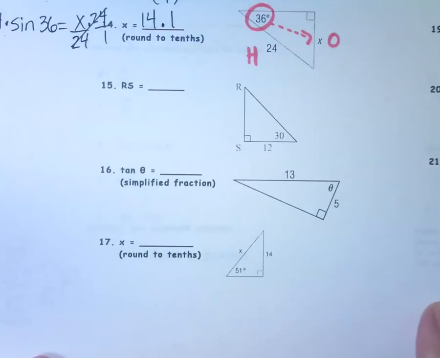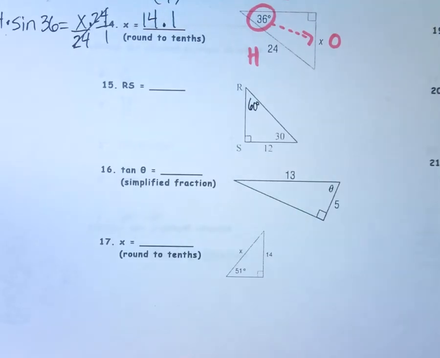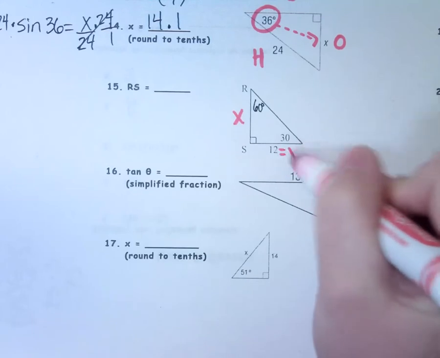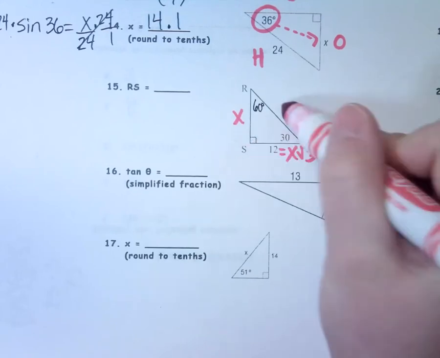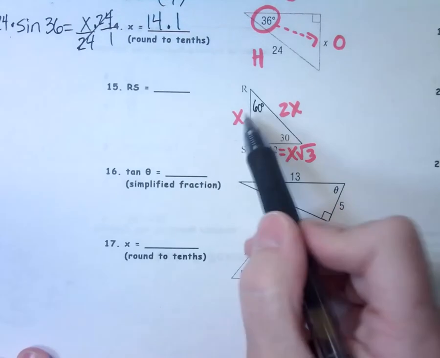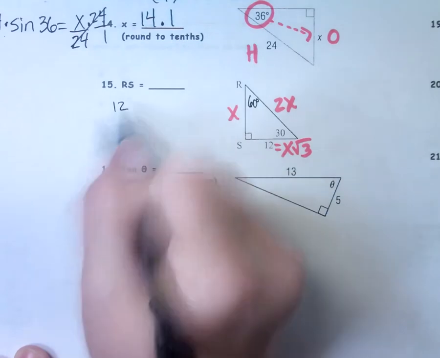Okay, number 15. We want to know the length of RS. Well, I see I have myself a 30, 60, 90 triangle. So, across from the 30, I label with x. Across from the 60, x square root of 3. And across from the 90, 2x. So I need to know what my x side is. I do not. So I need to solve this equation here. I'm going to come over here and solve it.